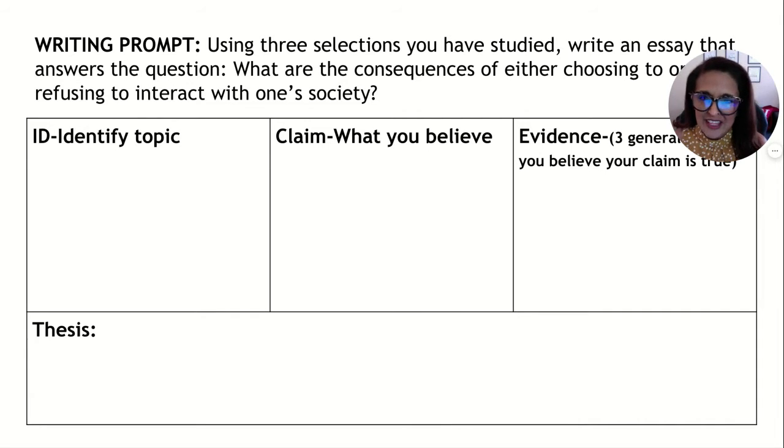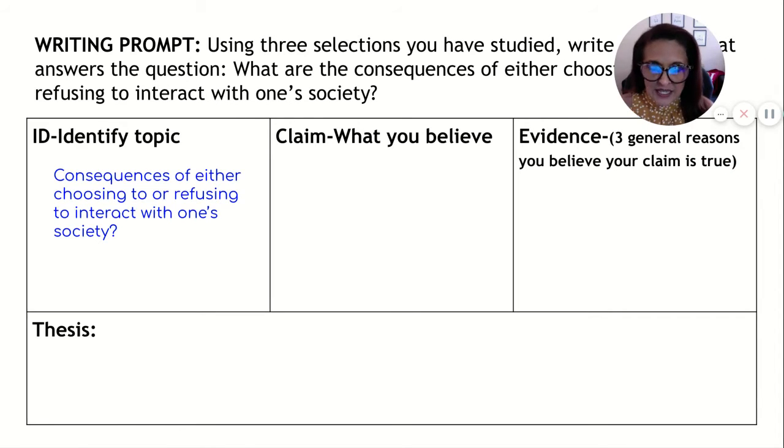Finally, we arrive at the granddaddy of them all, the actual thesis statement itself. We make sure that we always address the writing prompt with our thesis statement. Using 3 selections that you have studied, write an essay that answers the question, what are the consequences of either choosing to or refusing to interact with one's society? When we do this, we want to make sure we break down the prompt and that we know what the topic is, what our claim is. Remember, this is our opinion that we are going to try to prove, and what evidence we can use to really back up or substantiate our claim.